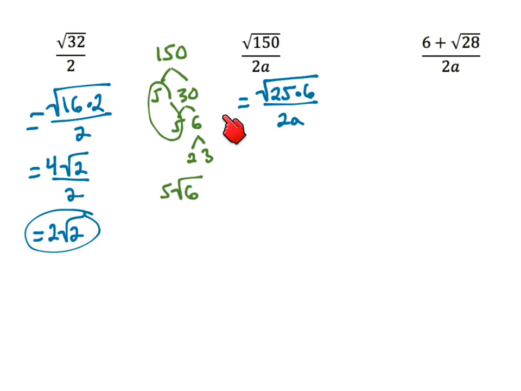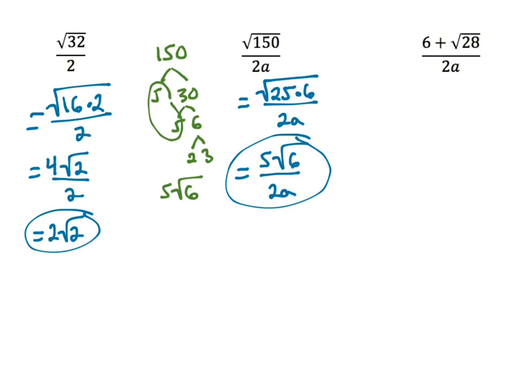I could say, well, 5 times 5 is 25. Let's leave that under the radical sign. 25 times 6, because that's that 2 times 3, over 2a. 25 is a perfect square, so I can pull that out. That's 5 radical 6 over 2a. And can I simplify more than that? No, I can't, so I'm done.